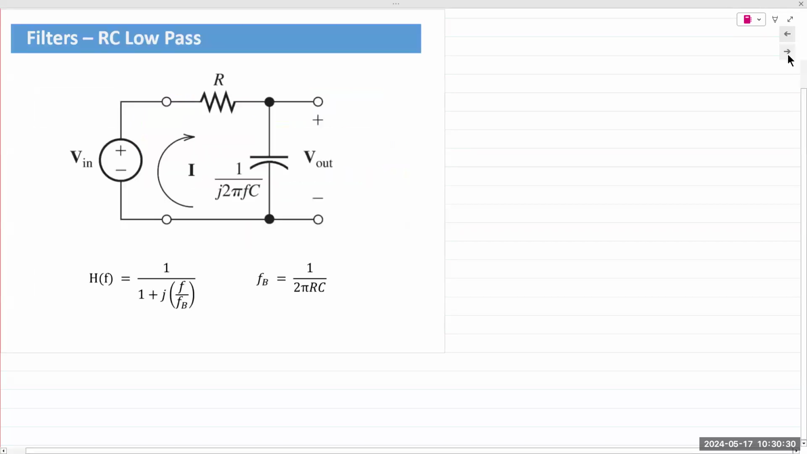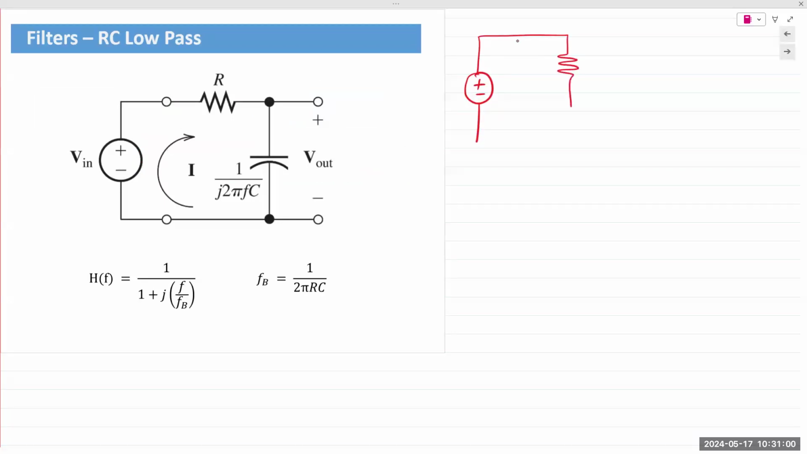So based on that, let's look at our first circuit. This is an RC low pass filter. Of course, it states so in the title, but let's take a look at what this circuit is actually doing. So we have a resistor and a capacitor. And if you look at the circuit, what do we see? You have a voltage source and a resistor and capacitor in series.